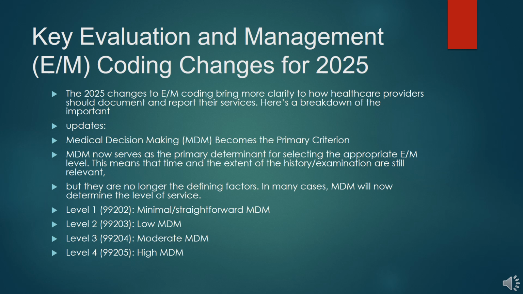Level 1, 99202: minimal or straightforward MDM. Level 2, 99203: low MDM. Level 3, 99204: moderate MDM. Level 4, 99205: high MDM.